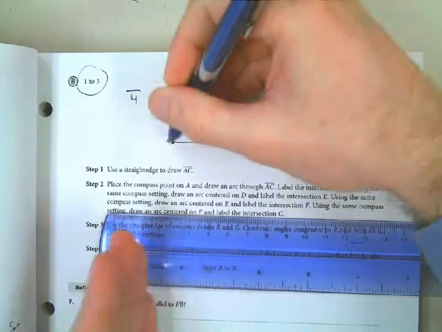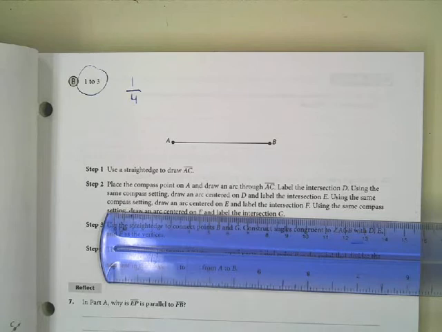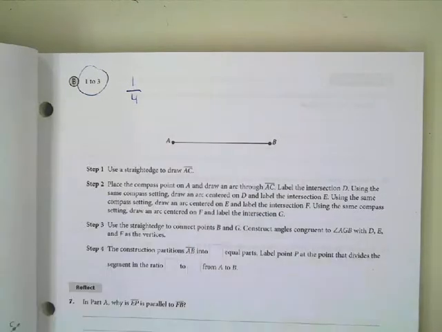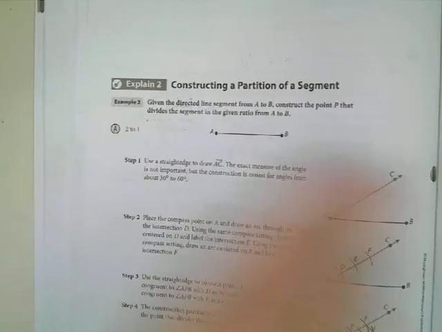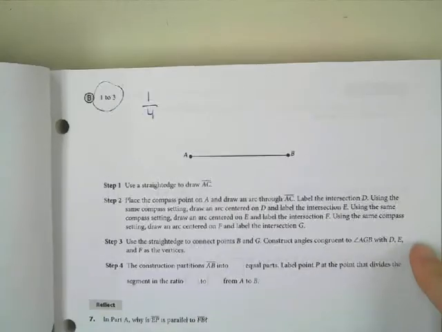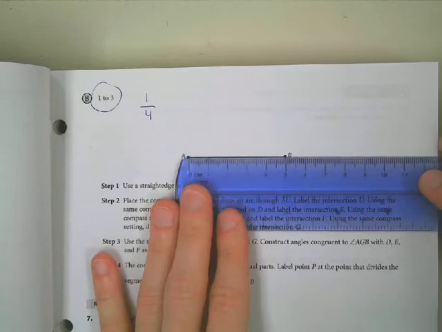Back in example 2, the directions say, given the directed line segment from A to B, construct the point P that divides the segment. I know that's weird so far back there. Okay, so we measure the full distance here. Look at that, it's really nice. What's the full distance there? 5. So easy.